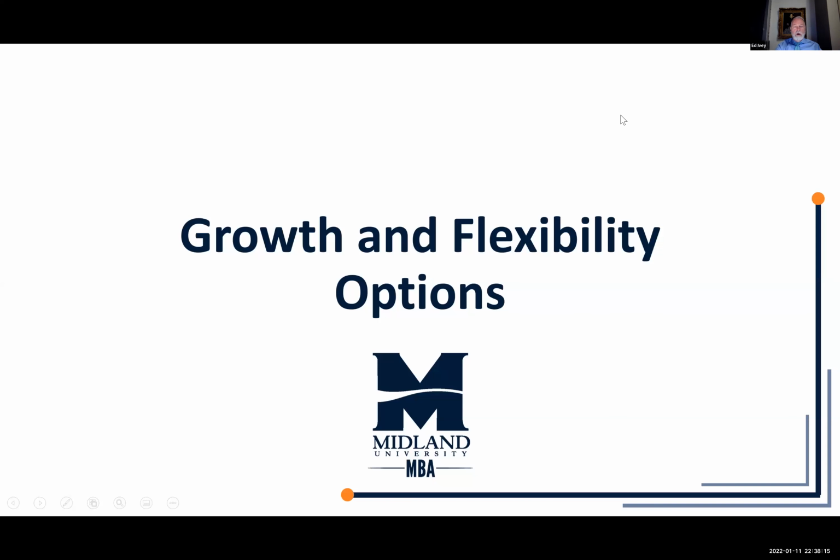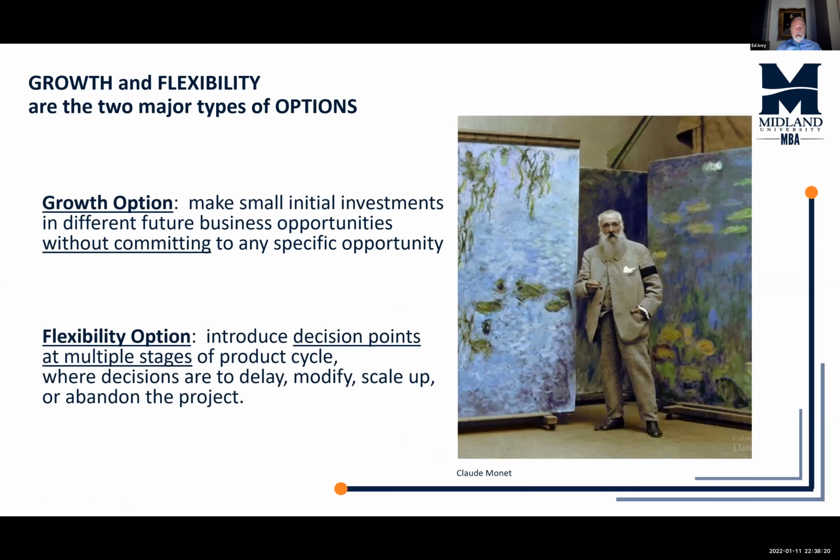In this short video, we'll talk about the two major types of options and why they are strategically important. These two options are growth and flexibility options. And we can think of these options as managing innovation risk. And this time our innovation is our new product.